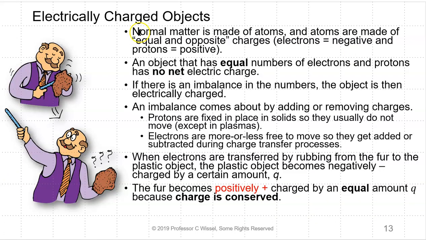Okay, now all normal matter is made up of atoms, and atoms are made up of equal and opposite charges. Electrons are negative and protons are positive. An object that has equal numbers of electrons and protons has no net electric charge, and we call that neutral.